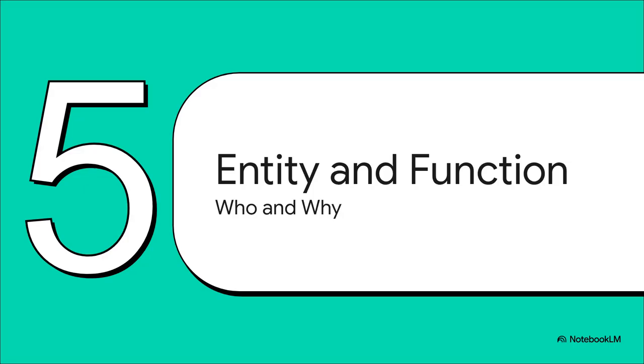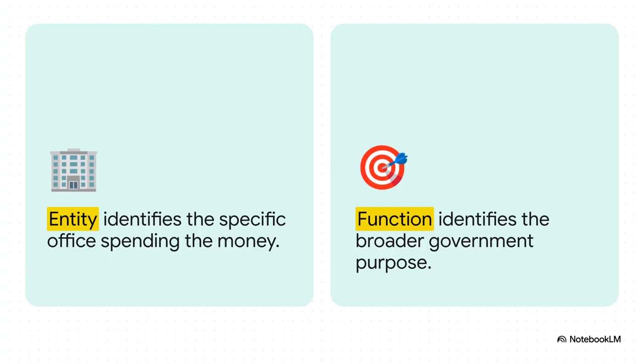Almost there. Section 5, Entity and Function Explained. To complete the anatomy of our transaction, we just need to briefly decode the entity and function elements. Honestly, this separation is genius. The entity code identifies the specific drawing and disbursing officer, the DDO, which is the exact office physically spending the cash. Meanwhile, the function code explains the government's broader purpose. So, for example, 07 represents health and 09 represents education. This lets the government report exactly how much a specific office, the entity, spent on a broader purpose, the function. It perfectly distinguishes, say, hospital funding from school funding.